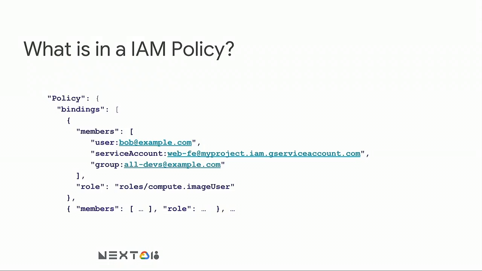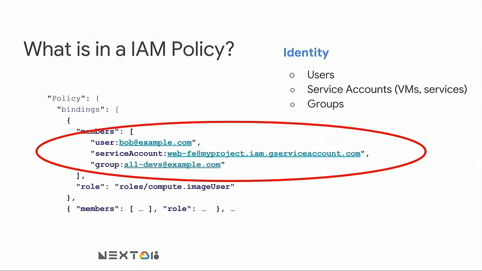Here is a JSON example. As you can tell, a policy contains a list of bindings. Within each binding, you define members and roles. In this example, all these members are assigned the same image user role. So let's take a deeper look at the members, which is the circled part.